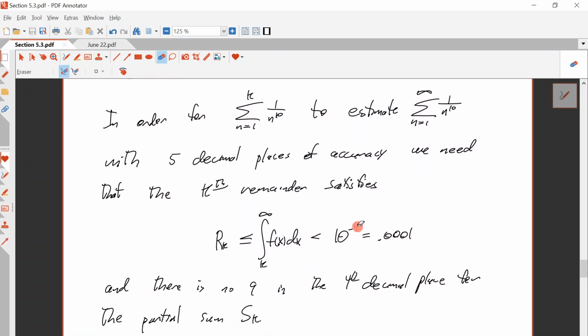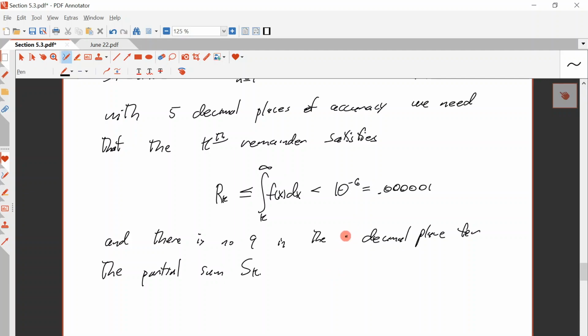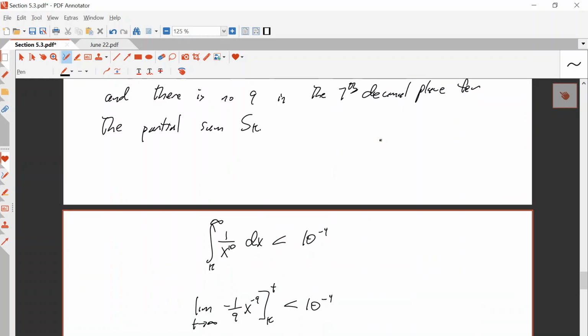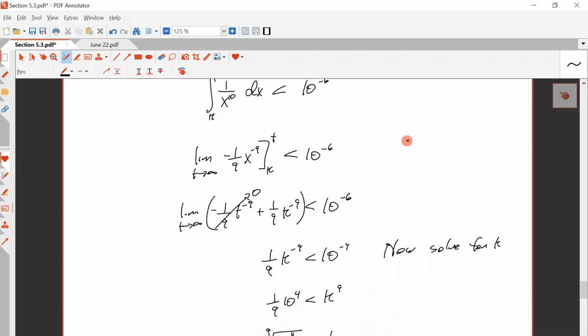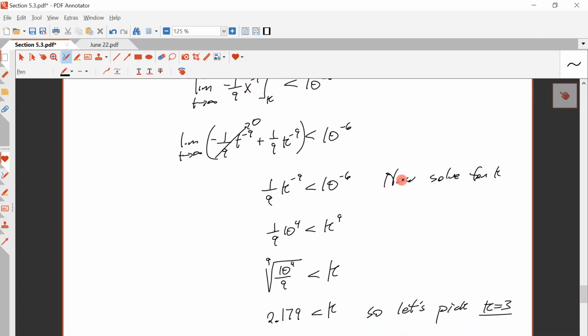Okay, so for 5 decimal places of accuracy, you need this to be less than 10 to the minus 6th. 1, 2, 3, 4, 5, 6. So as long as there's not a 9 in the 7th decimal place for the partial sum S_k, this will work. All right, you won't get any rounding errors. So 10 to the minus 6.